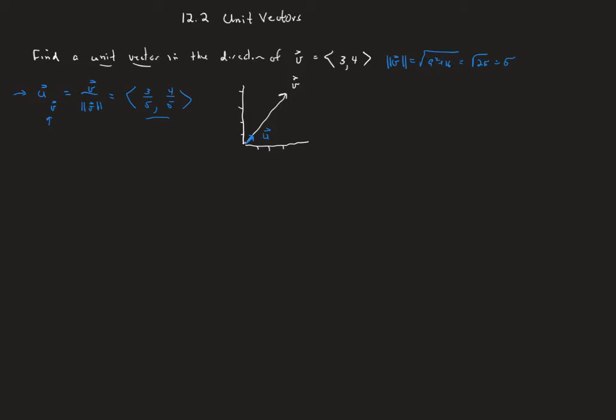Just to convince yourself, this is always going to be the case, but you can convince yourself that the magnitude of u is indeed equal to 1 if you look at the square root of 3/5 squared plus 4/5 squared. That's going to be the square root of 9/25 plus 16/25, and that's the square root of 25/25, which is the square root of 1, which is indeed the case.